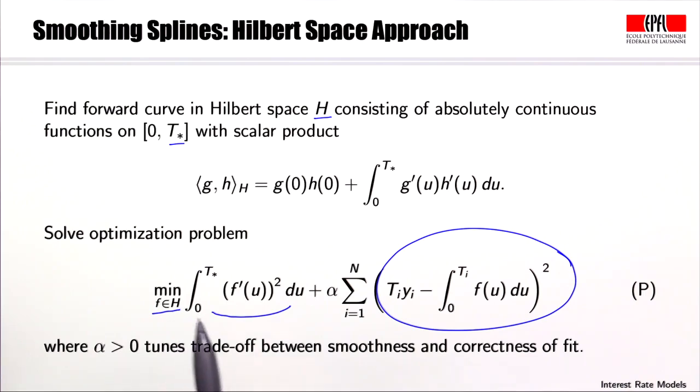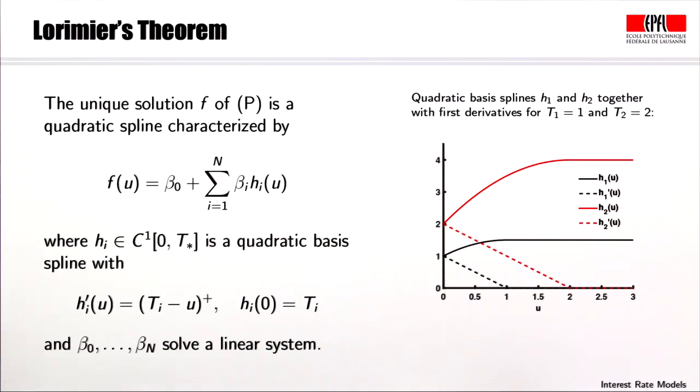It turns out that this is a convex optimization problem in the Hilbert space H, which is infinite dimensional. The more remarkable it is that there is a unique solution which is given in closed form, as shown here, as a linear combination of quadratic basis splines Hi, which are defined as piecewise second-order polynomials with these characteristics.